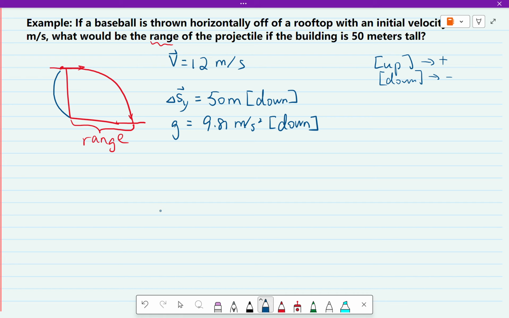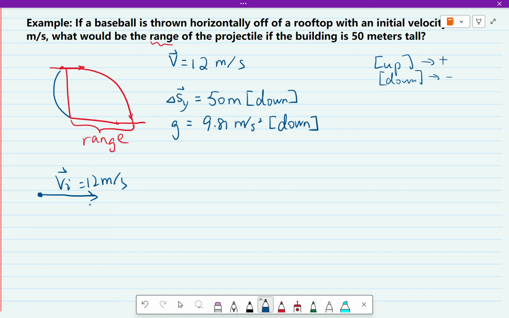So since we talked about resolving components in the previous video, we will look at how we can resolve this initial velocity. So we have an initial velocity of 12 meters per second off of a rooftop. And we can see that it seems like we only have one, it's a horizontal vector, so it only has one component.